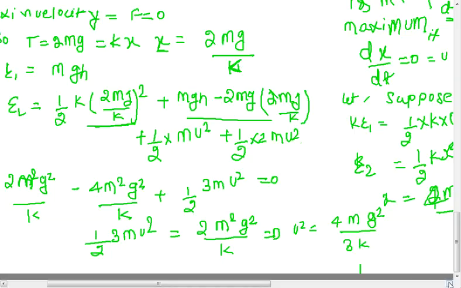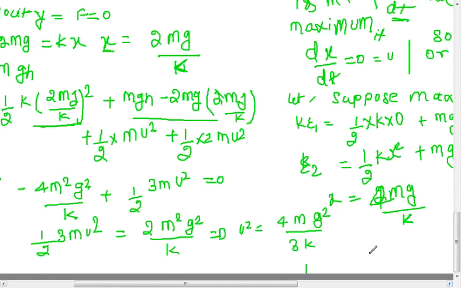So what will be the v? v is equal to root of 4 m g square by 3k. Okay, so this will be our maximum velocity.